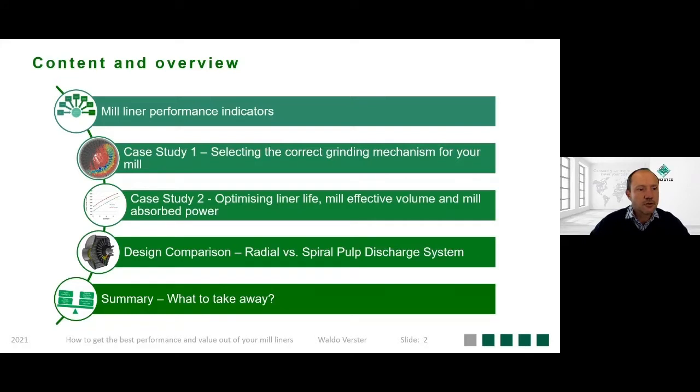We will start off by looking at the mill liner performance indicators. We will then look at two case studies. In the first case study, we will look at selecting the correct grinding mechanism for your mill. Case study 2, a short case study, but here we will look at optimizing the liner life, mill effective volume, and mill absorbed power. And then we will move over to a design comparison between a radial and a spiral discharge system. And then lastly, what to take away from this.